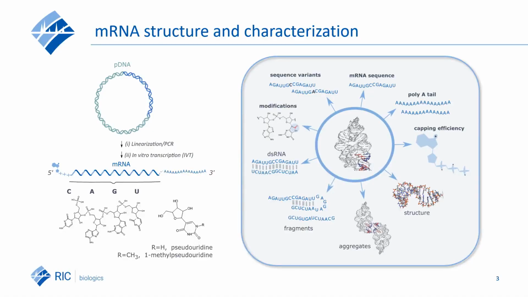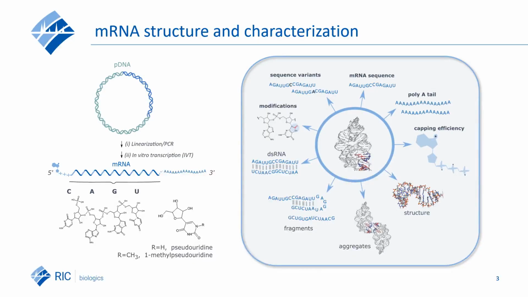The 5' cap structure can be incorporated during in vitro transcription, which is most efficient, but it can also be done after transcription. A poly A tail strand is typically already encoded in the DNA template, but can also be added after transcription.